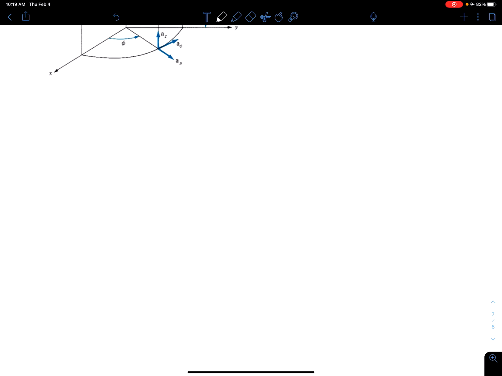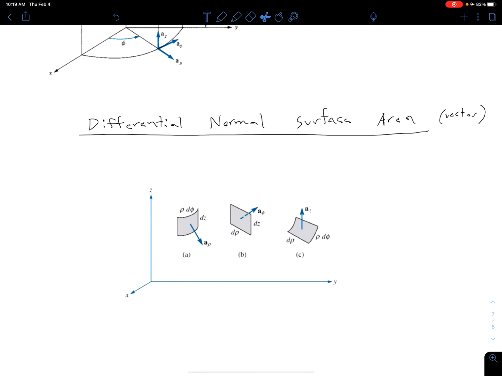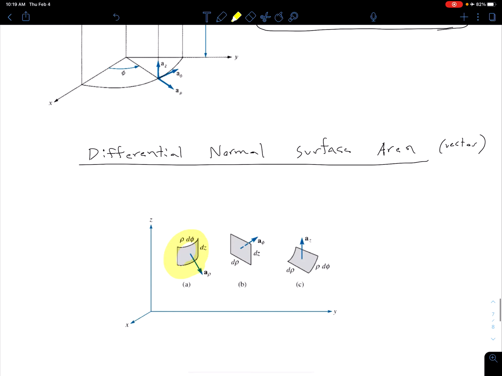So now let's take a look at our differential normal surface area. Just like with our Cartesian case, for our cylindrical, this is also going to be a vector quantity. Same basic definition here. Let me put another figure up so we can see what each of those surfaces are. For instance, we have the front surface, this APQB, which is our first figure here.